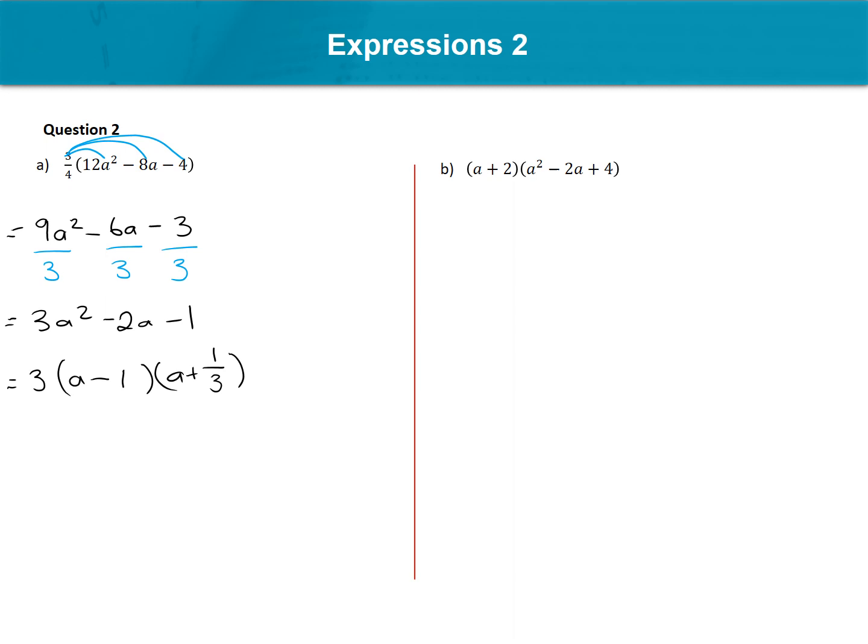Moving on to B. We have a bracket in front of a quadratic bracket. So A needs to be multiplied onto every single term of the quadratic, and so does 2.